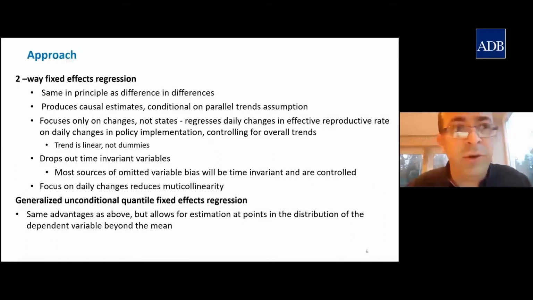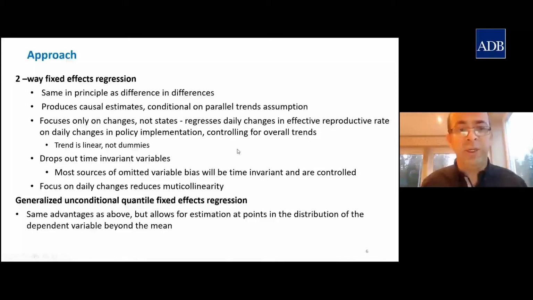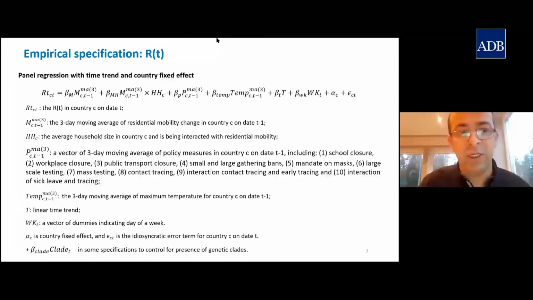The approach that we use is a two-way fixed effects regression. The idea is the same as difference in differences. It gives causal estimates conditional on the parallel trends assumption that absent the measures being taken, the trends would be similar. And the focus is really on changes, not on states. So it's the change in the effective reproductive rate against the change in the policy implementation variables.